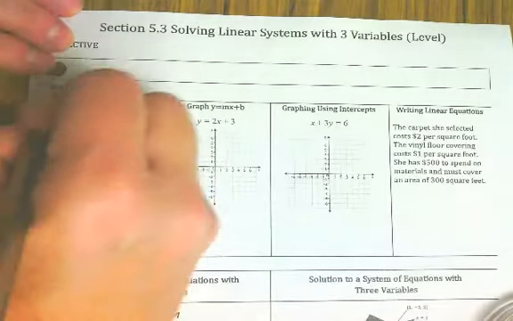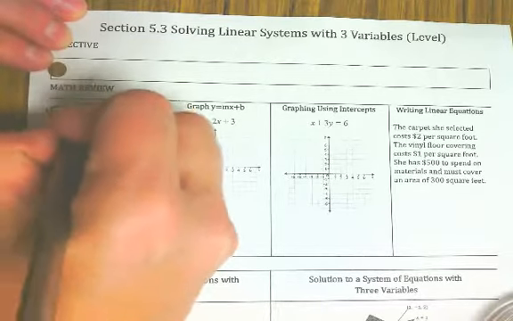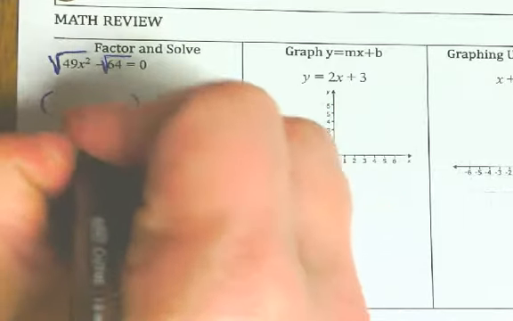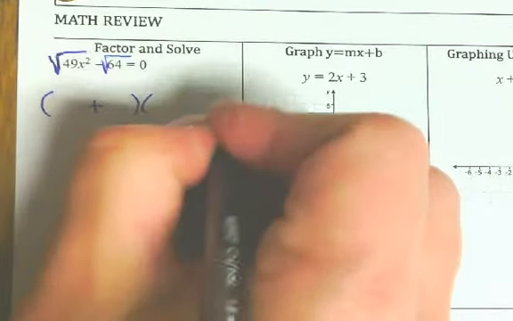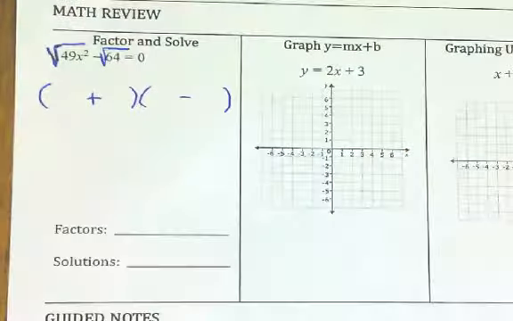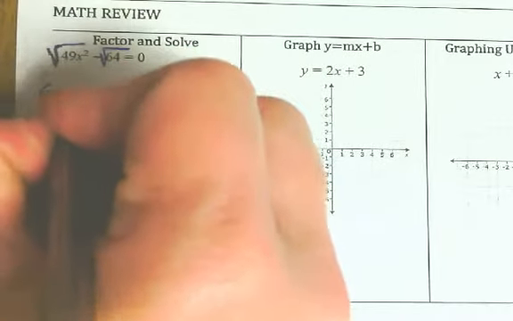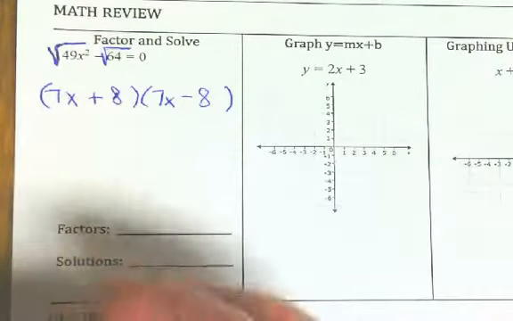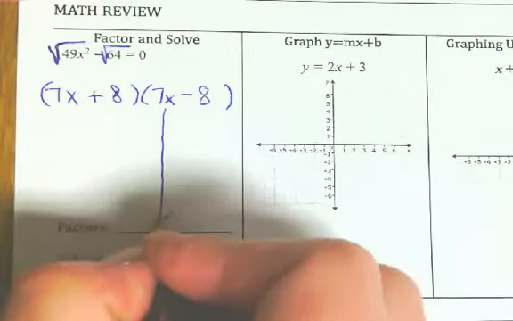Okay, so these are the answers you should have gotten on the math review. If you'll notice, both of those things are perfect squares. So since they're perfect squares, I can use difference of squares, which means I'll have one parenthesis that's going to have a plus, and then one parenthesis that's going to have a minus. Okay, then what I notice is the square root of 49 is 7, so 7x, and then the square root of 64 is 8. So those are my factors.